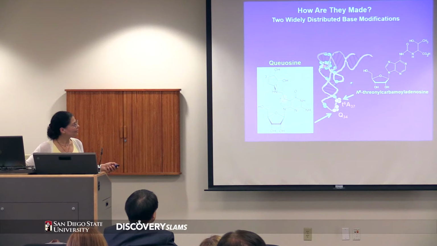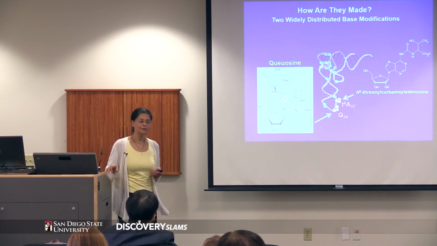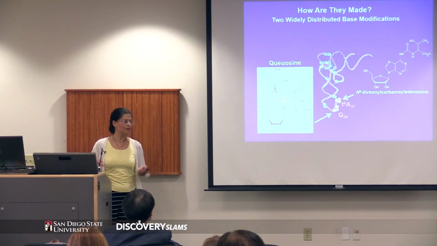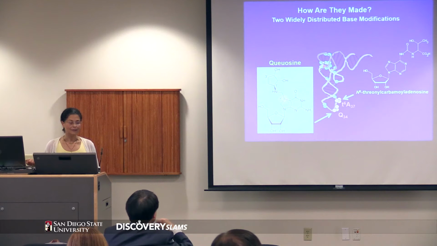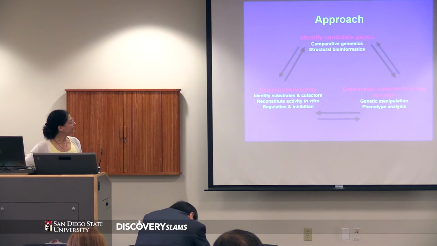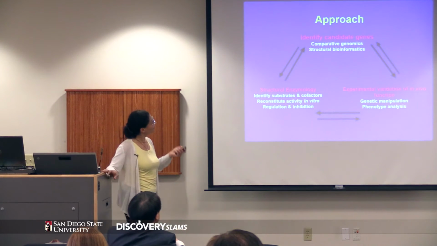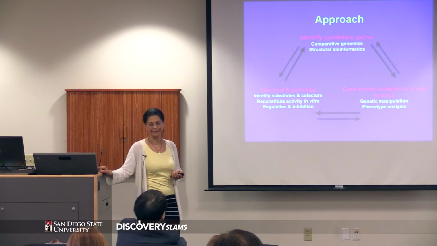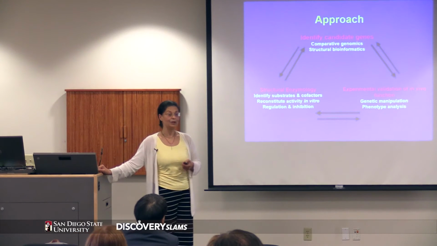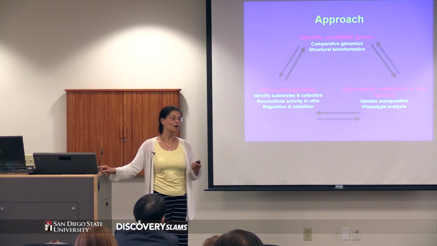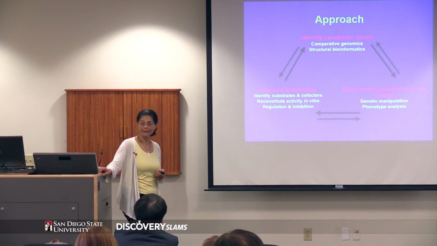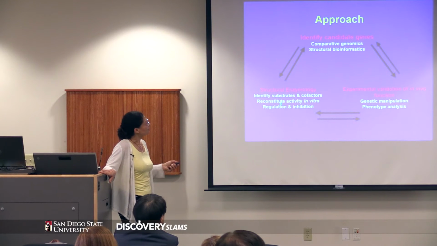And the question was, how are these modifications made? It turned out that there are a number of enzymes. We discovered a number of enzymes involved in pathways that could involve 10 to 12 enzymes at a time, and I'll give you examples of that. But the question is, what is our approach to this kind of discovery? Basically, the question is, what are the genes encoding the enzymes or the proteins involved in the biosynthesis of these modifications? And the approach is really tripartite.